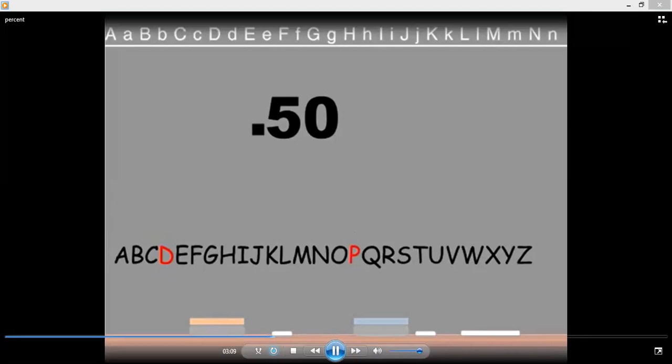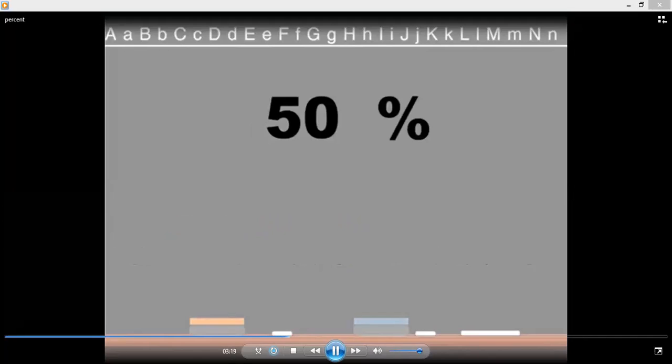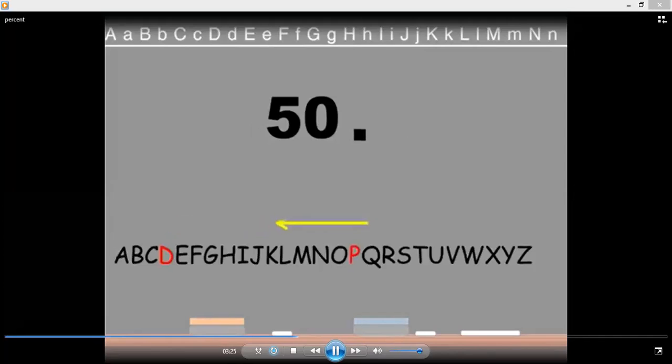So when we're going from percent to decimal, we go 2 places to the left because D is to the left of P. So here's our 50%. Let's do it again very quickly. You eliminate the sign. You move your decimal point that's invisible 2 places to the left because you're going from percent to decimal, P to D.